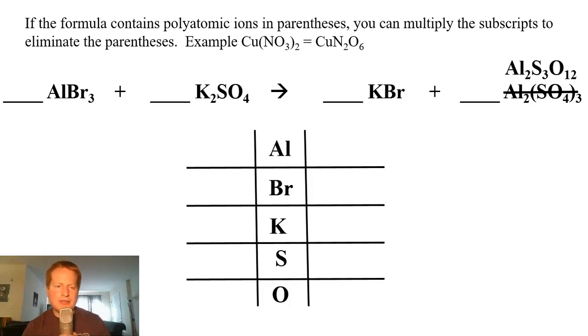Alright, so on the left side, we have 1 aluminum. On the right side, we've got 2. On the left side, we've got 3 bromines. On the right side, we've got 1 bromine. On the left side, we've got 2 potassium. On the right side, we've got 1. On the left side, we've got 1 sulfur. And on the right side, we've got 3. On the left side, we've got 4 oxygens. And on the right side, we've got 12.